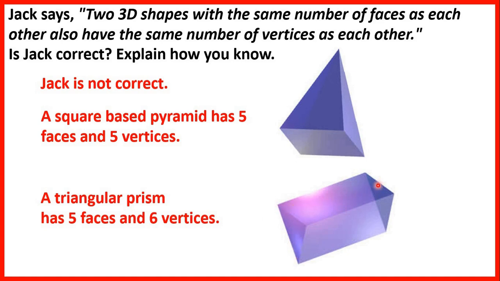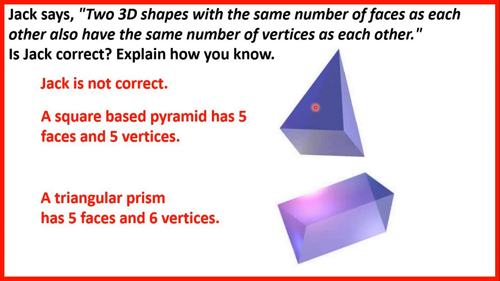But if we have this shape here, that's a triangular prism, because a prism is a 2D shape that's been stretched out so that we have the same 2D shape on both ends, and then rectangular faces connecting the edges. So a triangular prism has 5 faces because it has a triangle at each end, and then 3 rectangles in the middle connecting the edges of the triangle, so that's 5 faces altogether. But it has 6 vertices because we have 3 vertices, 3 pointy bits at each end.